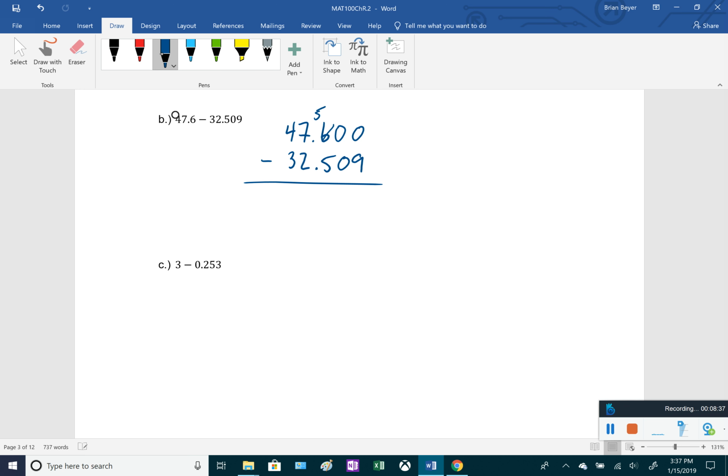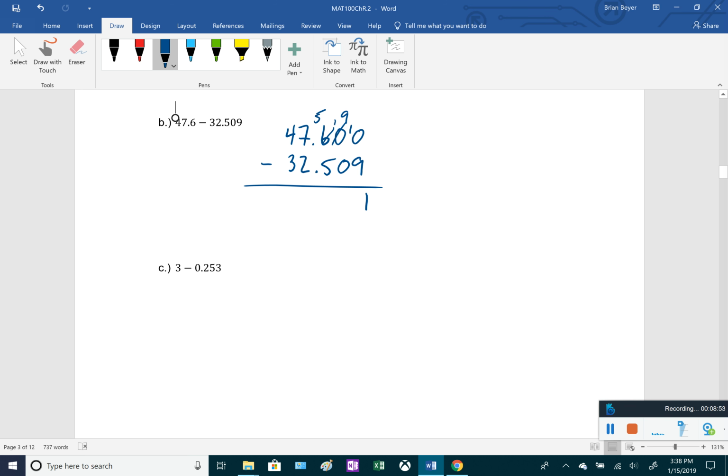So we have to borrow from this 6 over here, make it a 5. So that would become a 10. We have to borrow from that to make that a 9. And we get that. So now it's going to be 10 minus 9, so 1. 9 minus 0 is 9. 5 minus 5 is 0. 7 minus 2 is 5. And 4 minus 3 is 1. Okay, so we get 15.091.